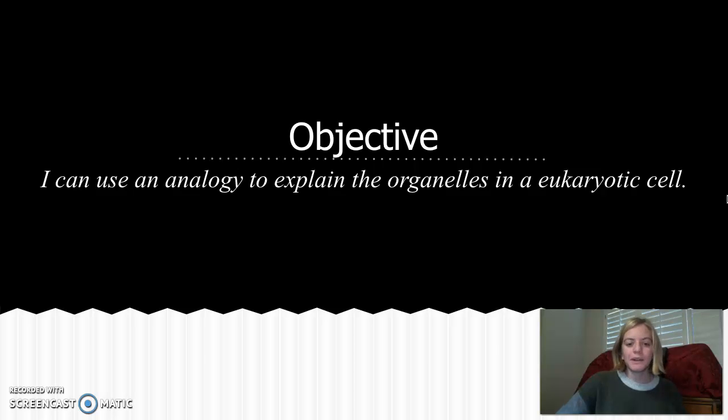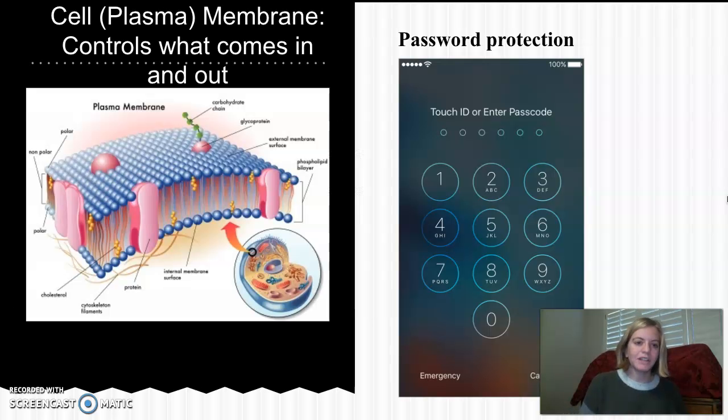So for each of the organelles, I'll introduce them. I'll give you a little hand motion to remember them. I'll talk about what they do, and I'll compare them to something in the cell phone. So the first thing we have is the cell membrane, also known as the plasma membrane.